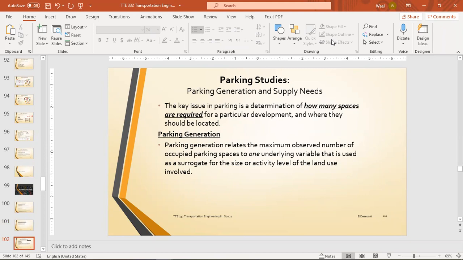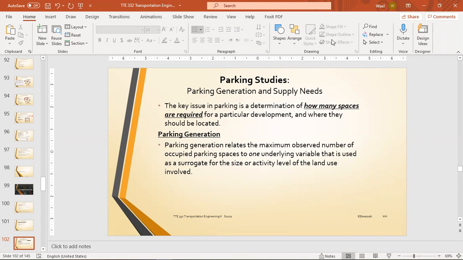So for parking generation, how many spaces are needed? That's basically the key issue in determining parking. In determining the size of the parking lot, we need to understand the parking generation or the supply needs. That depends, of course, on the facility that we are providing parking for. So parking generation relates the maximum observed number of occupied parking spaces to one underlying variable that is used as a surrogate for the size or activity level of the land use involved.